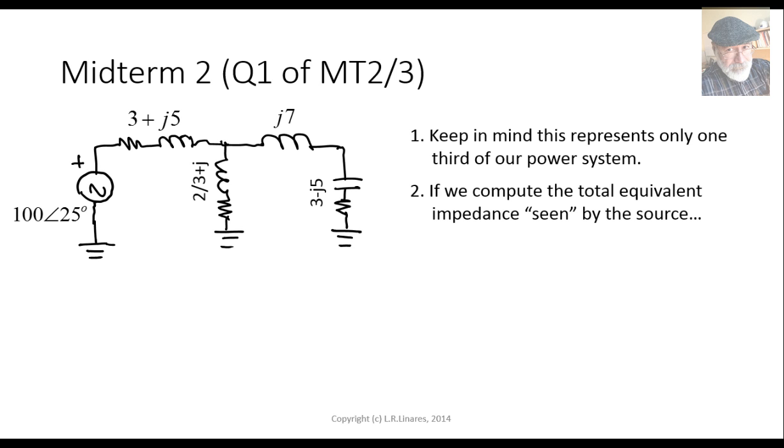If we compute the total equivalent impedance seen by the source this way, check this out. These 3 plus j5 in series with 2/3 plus j in parallel with all of this branch over here, j7 in series with 3 minus j5. We do all of that, and that is the equivalent impedance seen by the source: 3.58 ohms plus j5.71 ohms. And now that we have that, we can divide 100 volts squared by the conjugate of 3.58 plus j5.71.